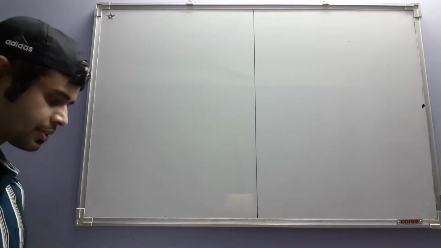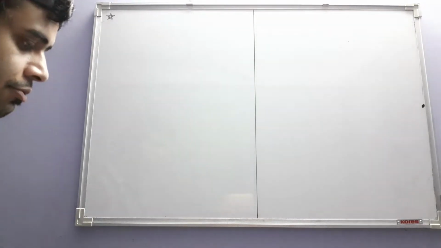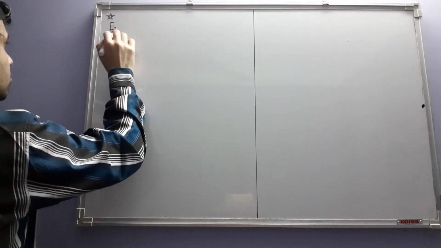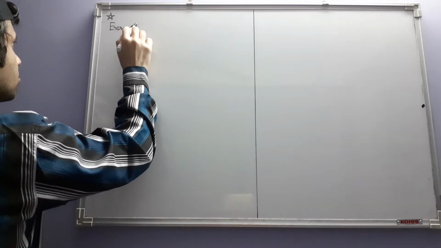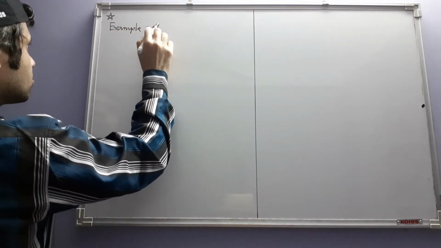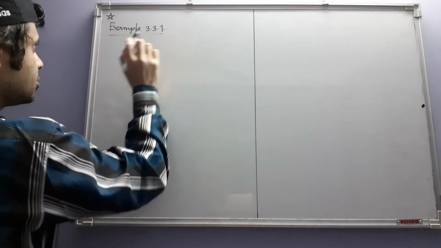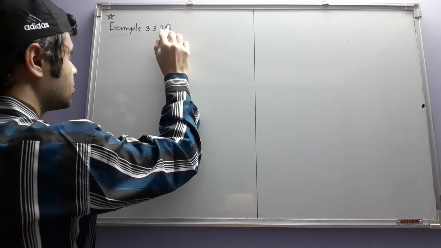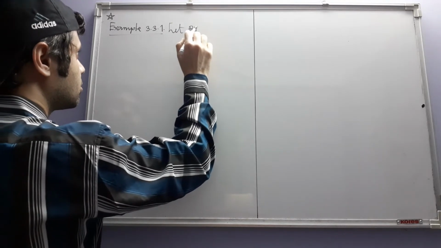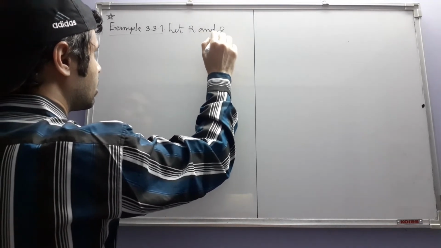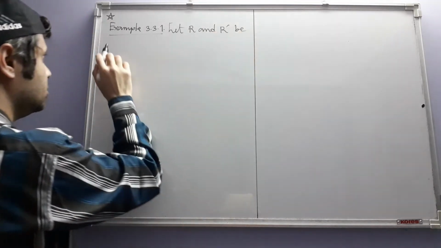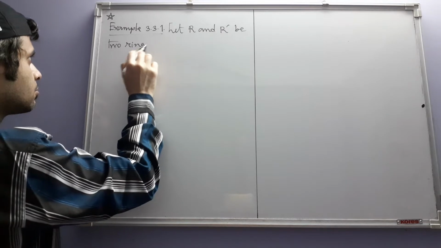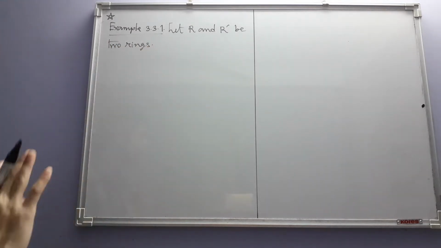So next let us look at some examples of ring homomorphisms. The first example is quite trivial, nevertheless it's an example. Let R and R prime be two rings, any two rings.